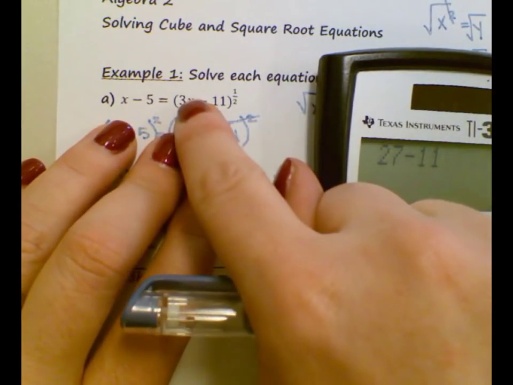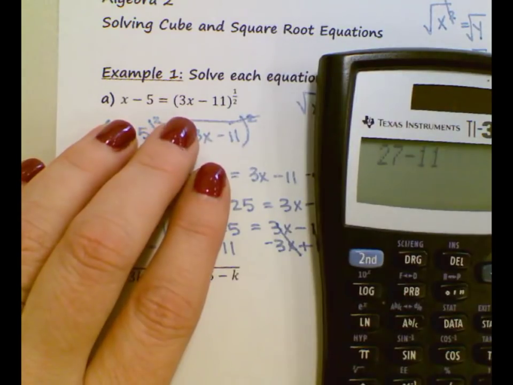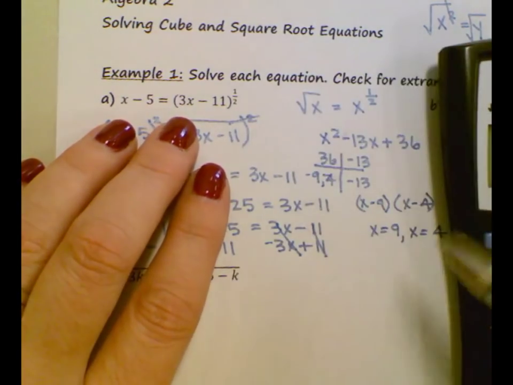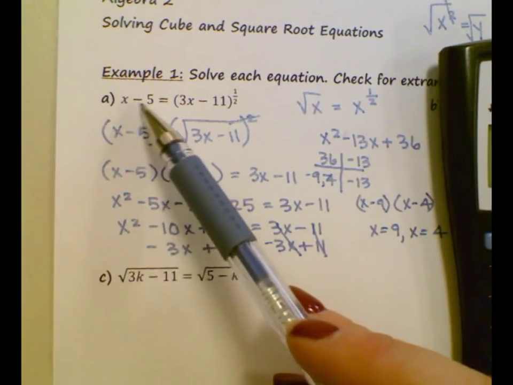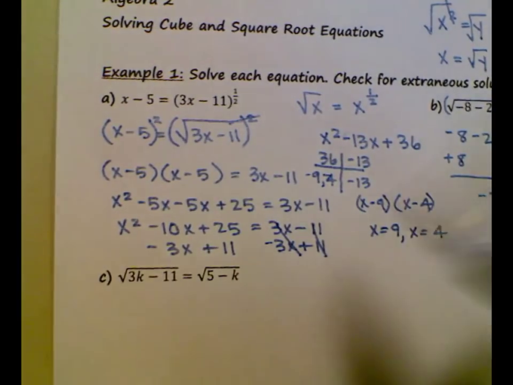Let's put in the 4. 4 times 3 is 12. 12 minus 11 is 1. Square root of 1 is 1. Now let's do the 4 over here. Uh-oh, what's 4 minus 5? Negative 1. So that one does not work.